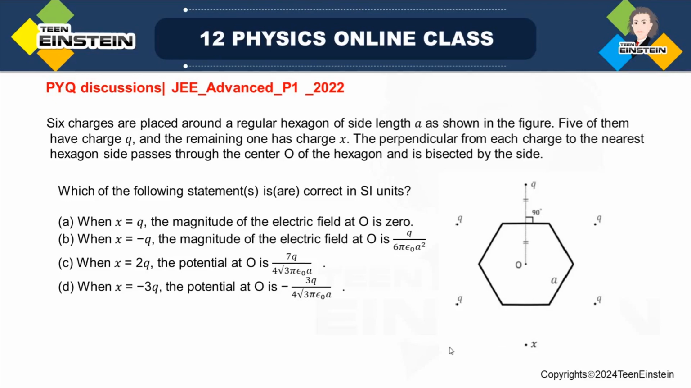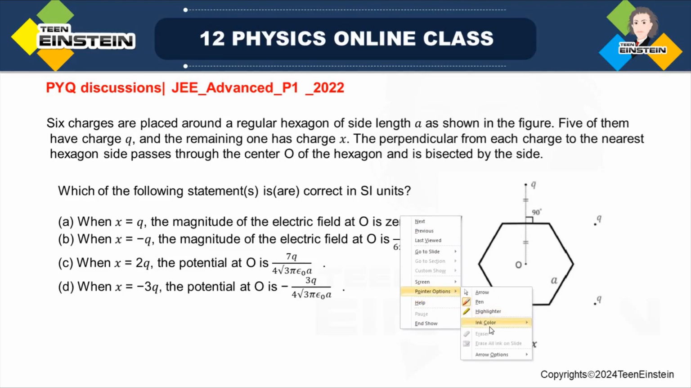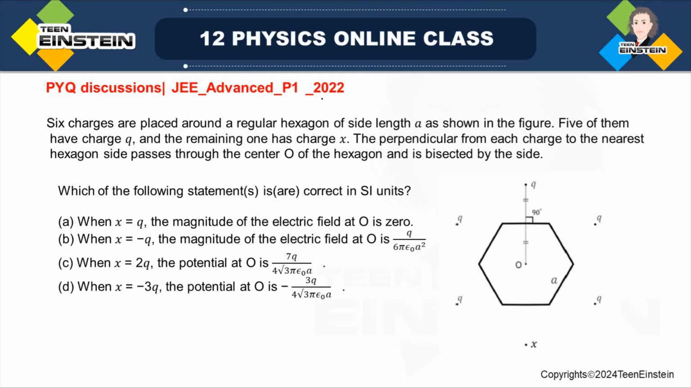Hello students, welcome to the PYQ discussions on JEE Advanced papers. Here I have got a problem from JEE Advanced paper 1, 2022. The problem says 6 charges are placed around a regular hexagon of side A as shown in the figure.